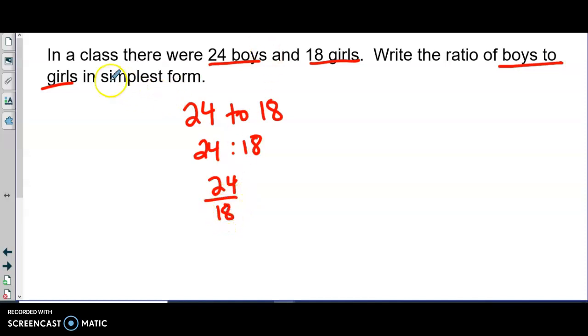But in this case, it wants it in simplest form. So we have to simplify this. Now, for some of you, you might be able to look at it and say, oh, I can divide each of those by 6. For some of you, you're not going to be able to look at that and figure it out. So I want to show you that you can always go to Desmos and type it in. I like to type it in as a fraction to reduce it. So let me show you that.